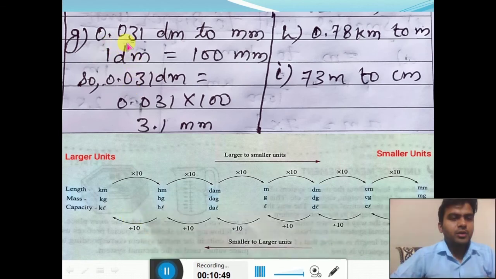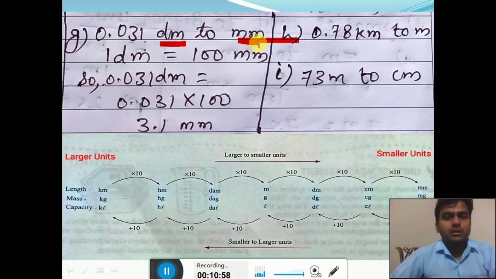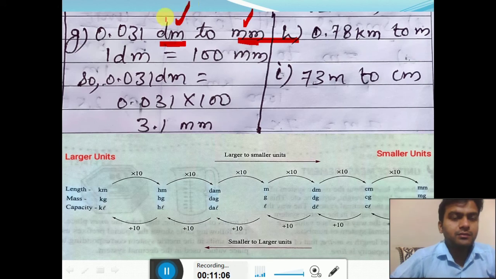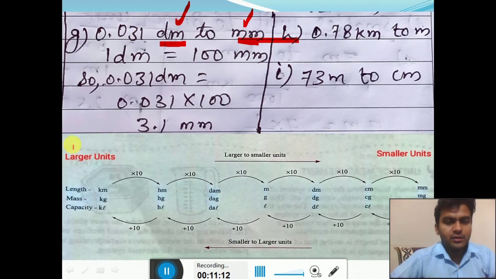Convert 0.031 dm into mm. dm is a bigger unit and mm is a smaller unit. If you remember that diagram in your mind, then you can easily say that dm is a bigger unit and mm is a smaller unit. So where is the dm written? Here the dm is written, and mm, here the mm is written. So dm to mm, we have to move from larger unit to smaller unit.